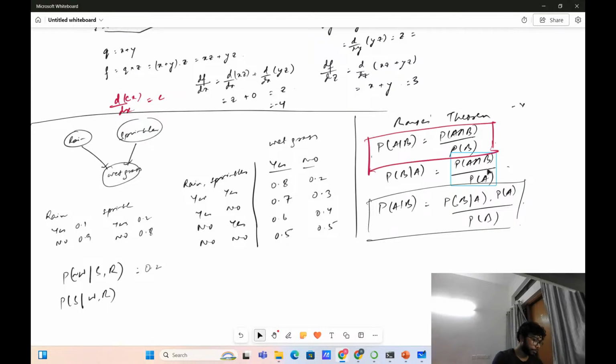So let's use this one then. P of S given W and R is P of S intersection W intersection R divided by P of W intersection R. Right, so what does it mean? It means the probability that sprinkler is on and it had wet grass and it was raining, all are true, divided by probability of wet grass and rain.